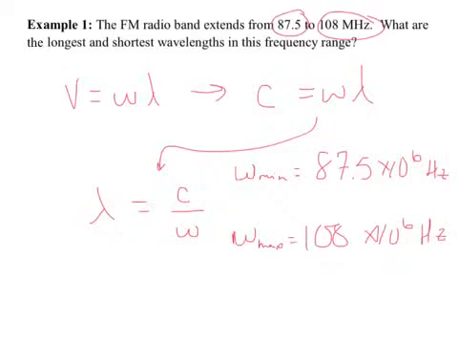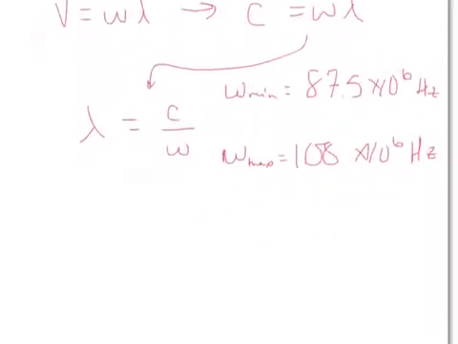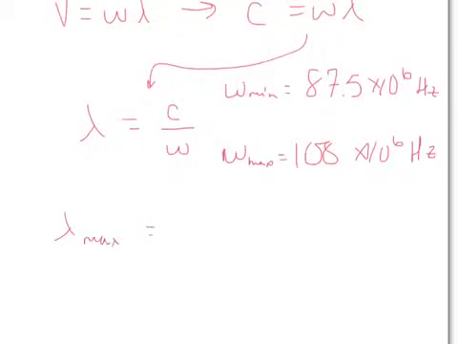Well, if you realize that the wavelength and the frequency are inversely related, if I plug in the minimum frequency here, I'm going to get the maximum, or the longest, wavelength. If I plug in the maximum frequency, I'm going to get the shortest wavelength. So let's go ahead and take a look at these 2 scenarios now. So we can do this twice. Lambda max, again, means use the smallest frequency right here.